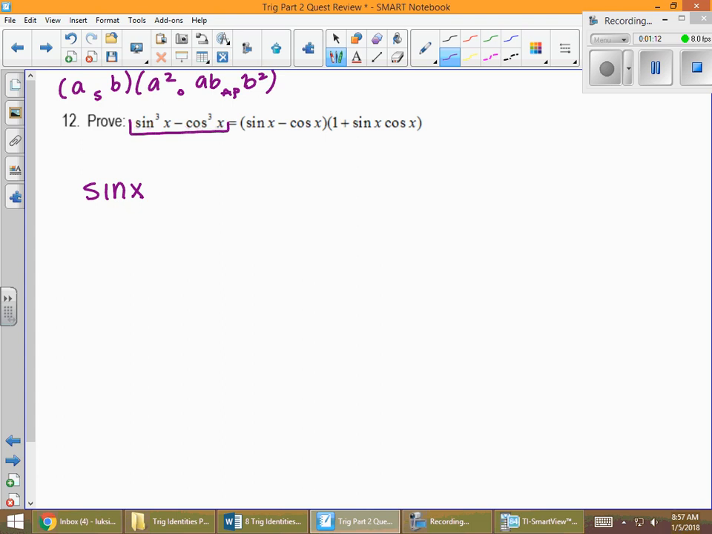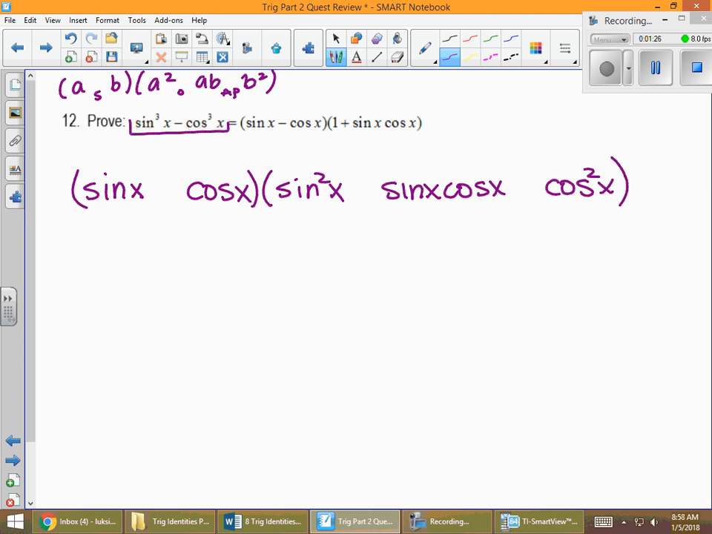Sine of x, cosine of x, sine squared, sine cosine, cosine squared. And it's a difference, so I'm going to do same sign, opposite sign, always positive. Awesome. All right, we're close.